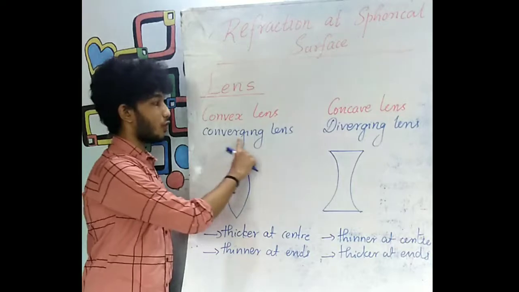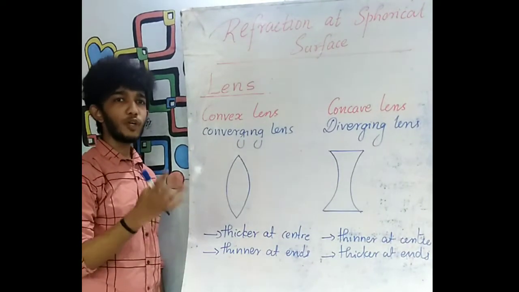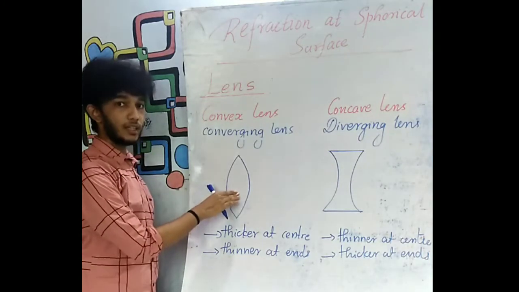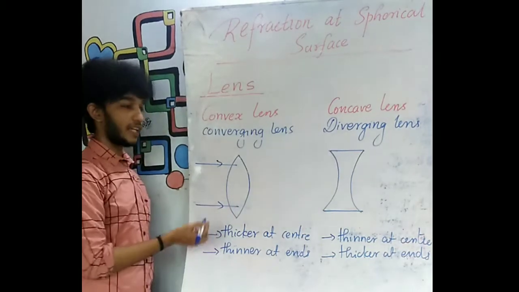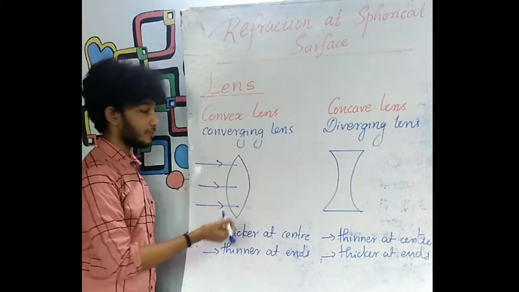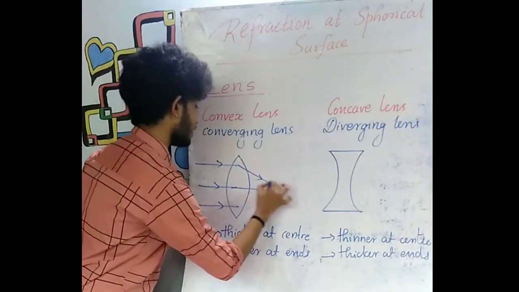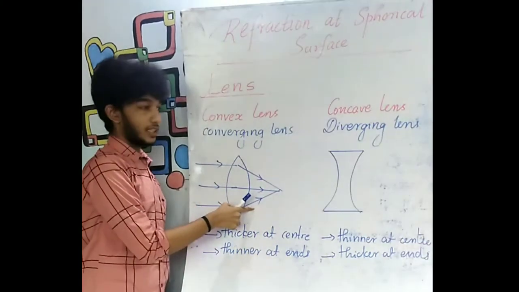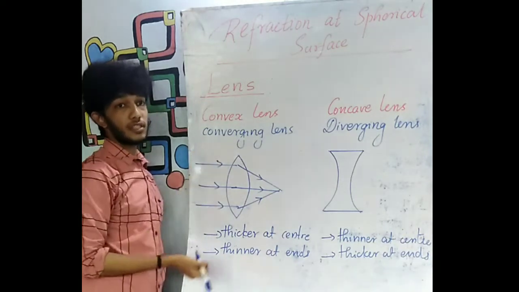We know that a convex lens is also known as a converging lens. What would be the reason? When a ray of light is incident on the convex lens, suppose this is a beam of light incident on the convex lens, after refraction from the lens, it gets focused at a point or it gets converged. This is the reason why a convex lens is also known as a converging lens.